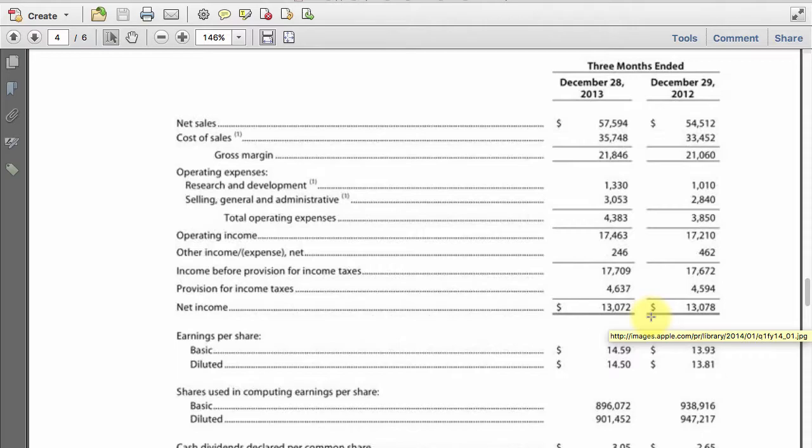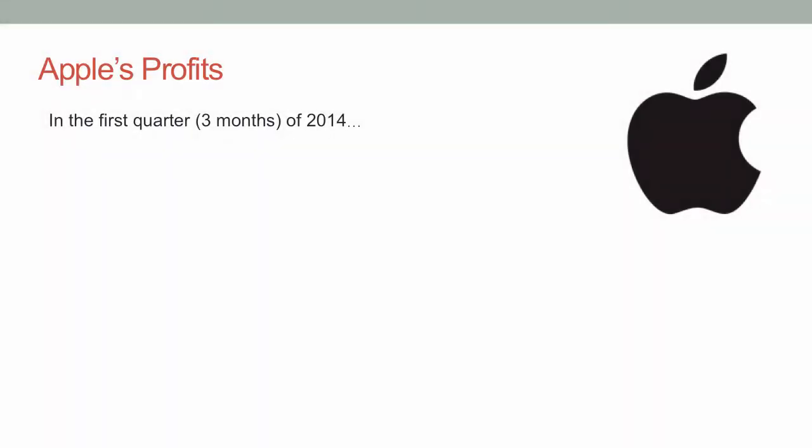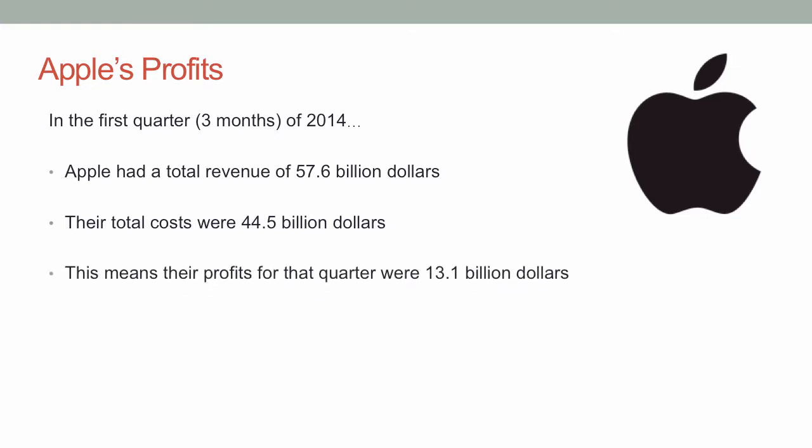So let's go back to our PowerPoint and start to summarize some of these things. For Apple, in the first quarter, the first 3 months of 2014, they had a total revenue of $57.6 billion. We saw that. But their total costs were $44.5 billion when we added all those different expenses, research items, sales, etc. So their profits for that quarter were $13.1 billion.